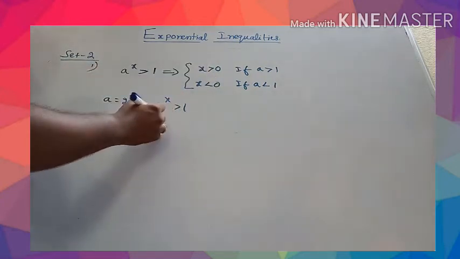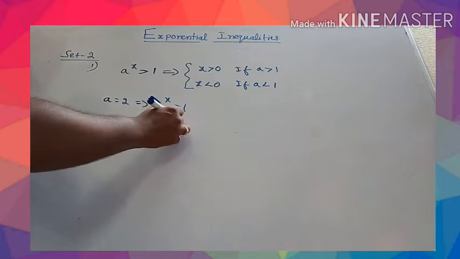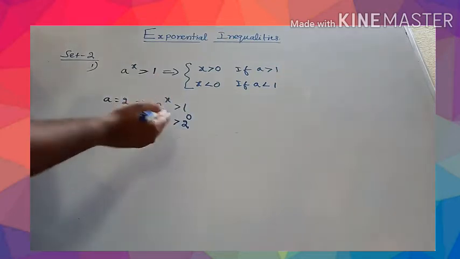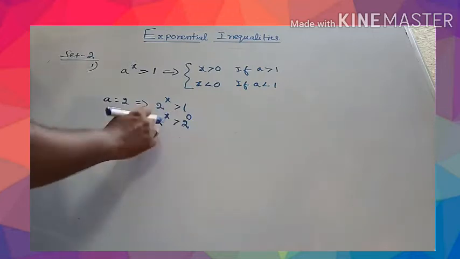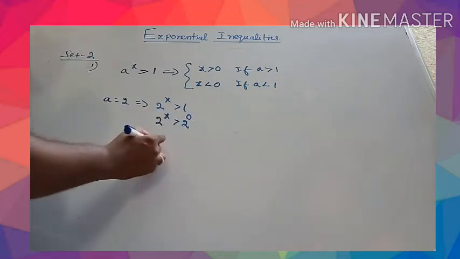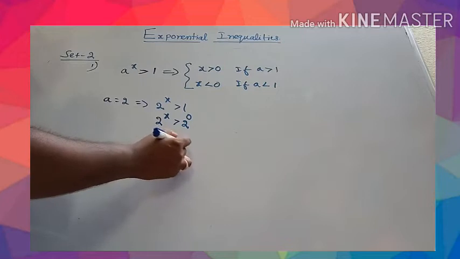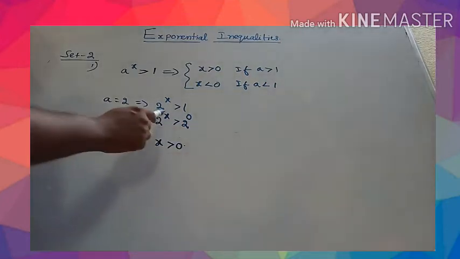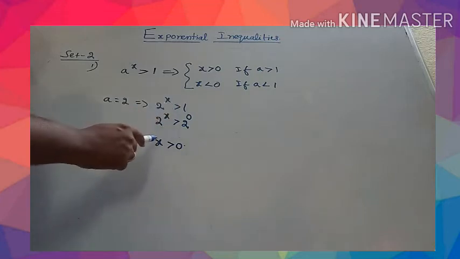This becomes very obvious: 2^x is greater than 1, and we can write 1 as 2^0, like this. That means once the base is greater than 1, we will have x positive. 2^x is greater than 2^0 means x will be positive.